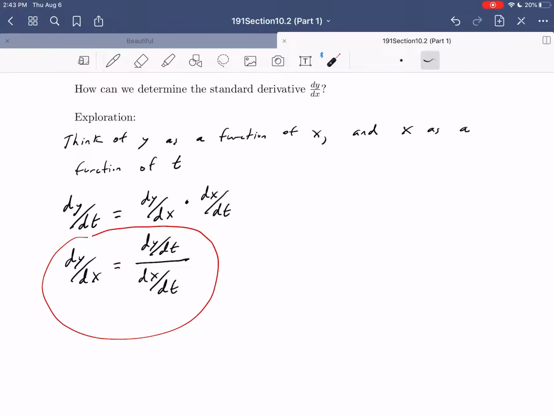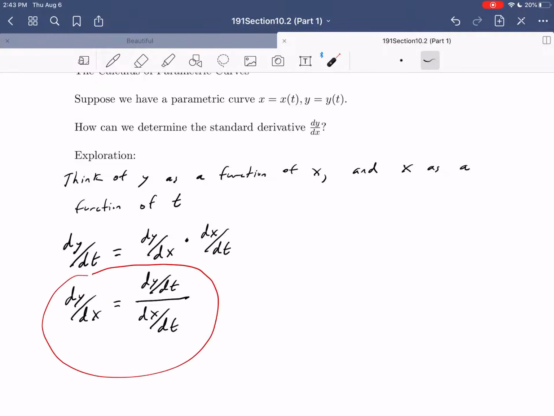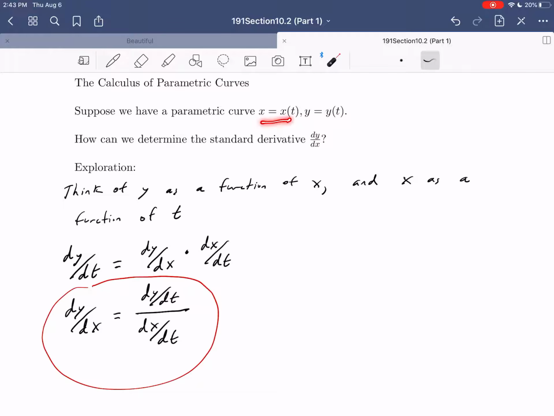In terms of how we're going to do this once we get into our examples, since we'll have a function x of t and y of t, we'll simply differentiate the y of t function for the numerator, and we'll differentiate the x of t function for the denominator.